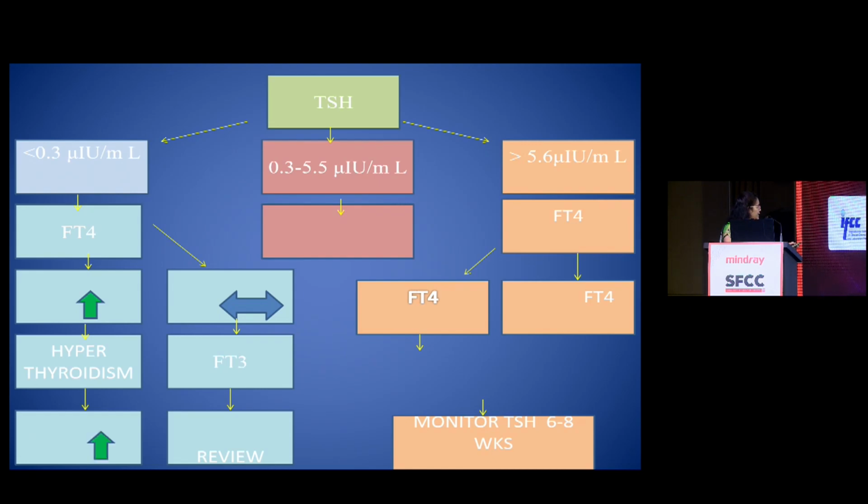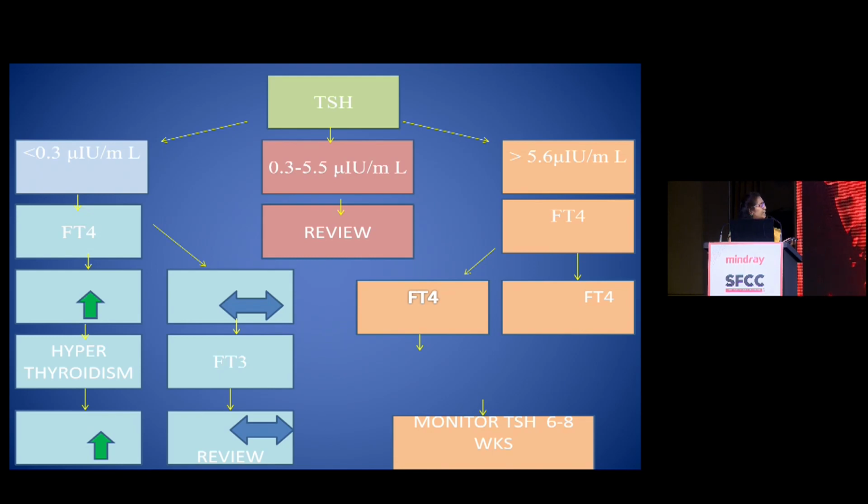So this is how, when the TSH values are less than 0.3, this is the algorithm we will follow. And when TSH is normal, between 0.3 micro international units per ml and 5.5 micro international units per ml, we just review the patient after 6 to 8 weeks. I mean, if it is normal, there is nothing to worry unless the patient has some disturbance.